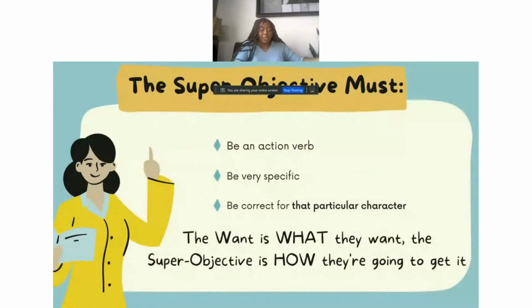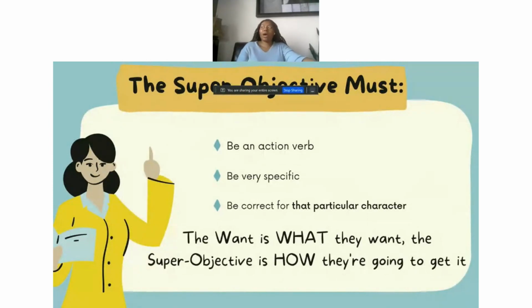So the super objective is not what your character wants, but it's how they intend to get it. So I'll repeat that because it's a little counterintuitive. The want is what the character wants, but the super objective is exactly how they intend to get what they want. And the super objective must be an action verb. It must be very specific, and it must be correct for that particular character.